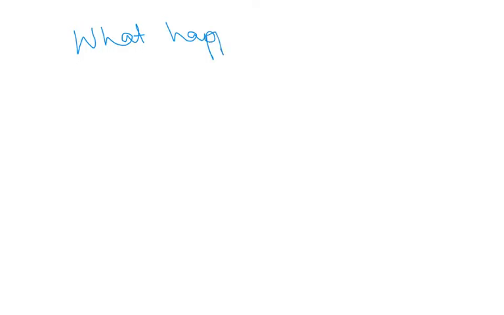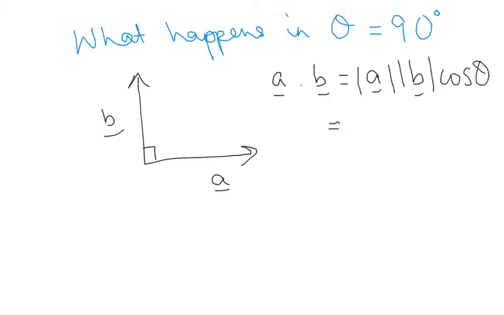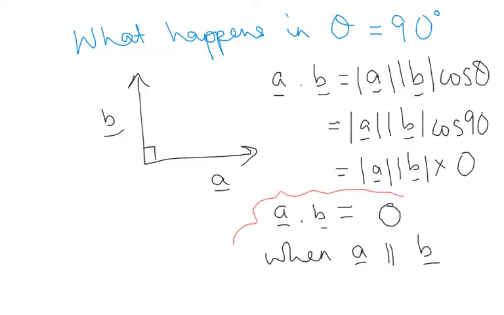Okay, what happens if theta is 90 degrees? If the two vectors are perpendicular? Just a rough sketch, A B perpendicular. So A dot B equals magnitude A, magnitude B, cos theta. It doesn't matter what the magnitudes are. We can just put cos 90, and remember that cos 90 is equal to 0. So we're doing magnitude A, magnitude B multiplied by 0. So this means the whole right hand side is 0. A dot B is equal to 0 when A is perpendicular to B. This is an important property when cos 90, perpendicular vectors.